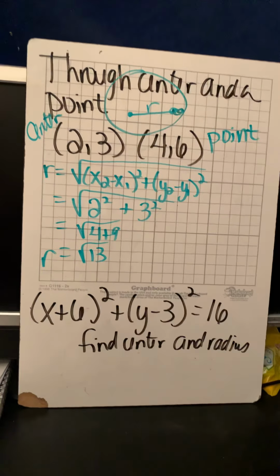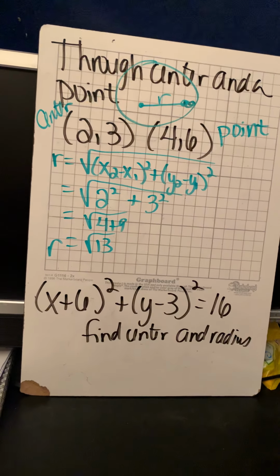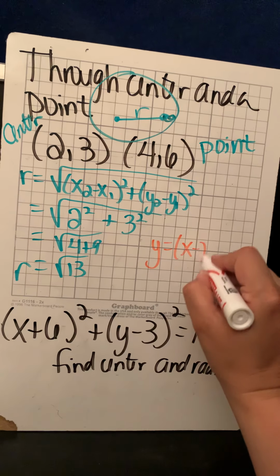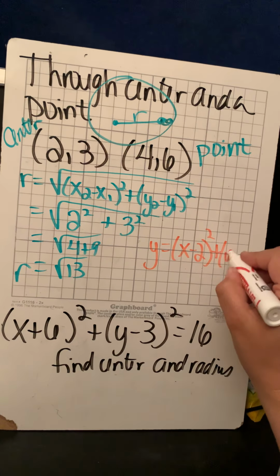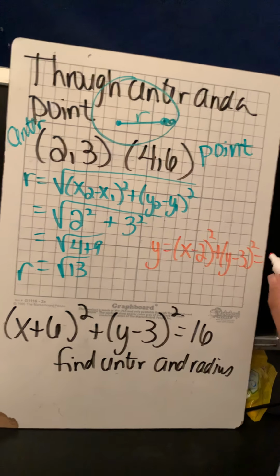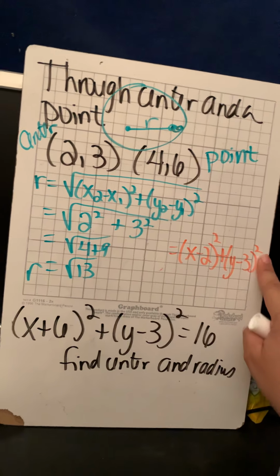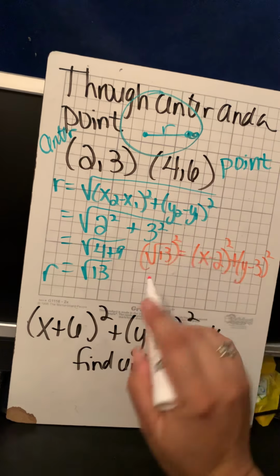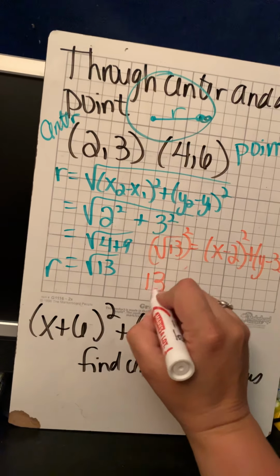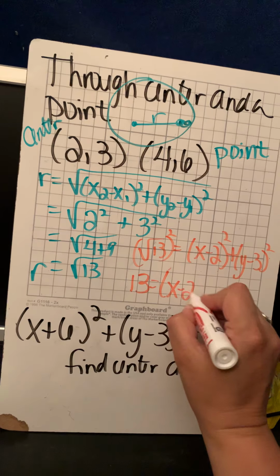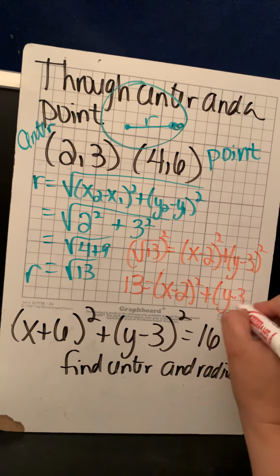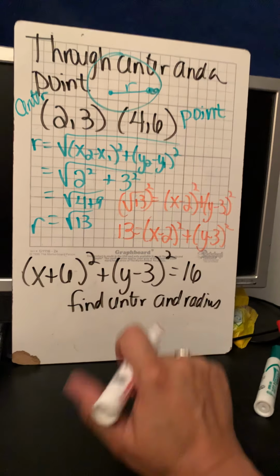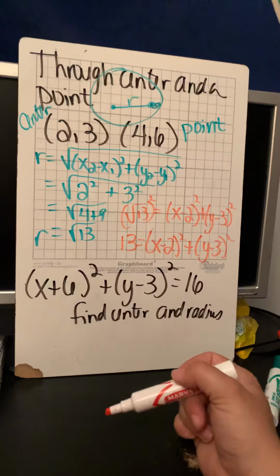So let's write the equation now. We got the center there, and we got the point. So let's write the equation. (x - h)² + (y - k)² = r², I should have put r squared there. So it'll be root 13 squared. Well, what's root 13 squared? Just 13. 13 = (x - 2)² + (y - 3)². Done. So not anything difficult, nothing you haven't done a ton of before.